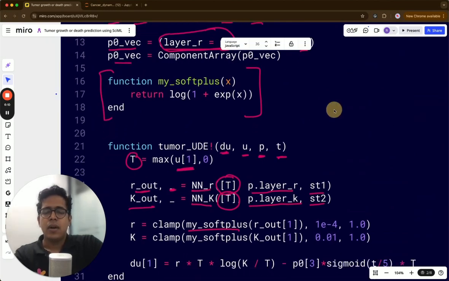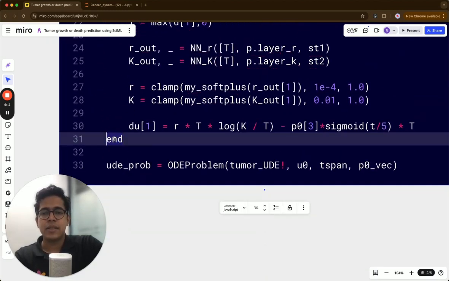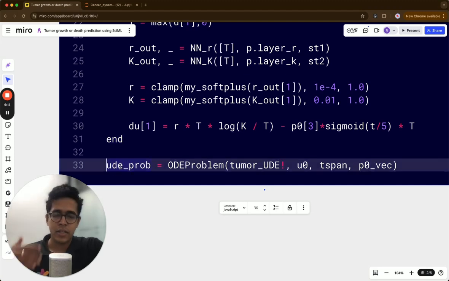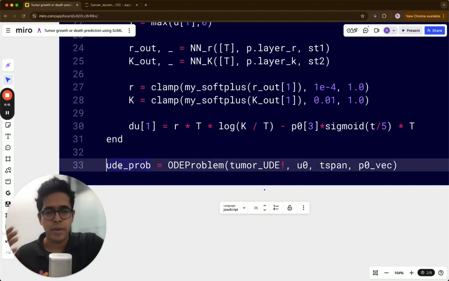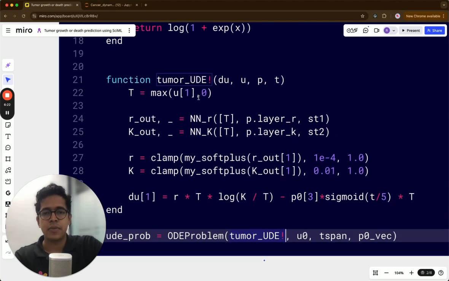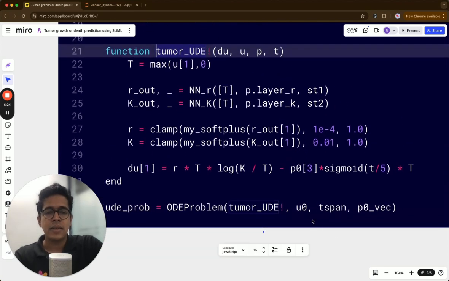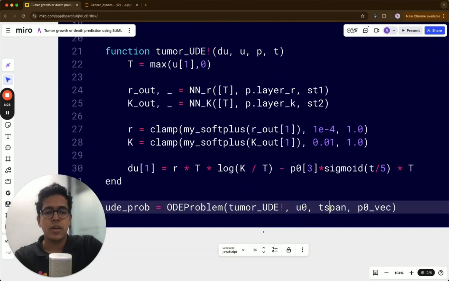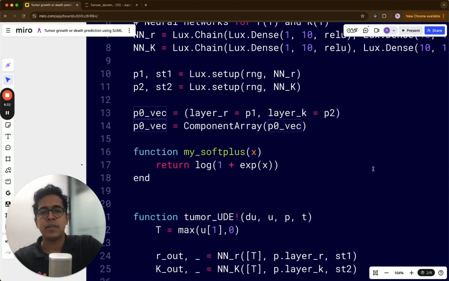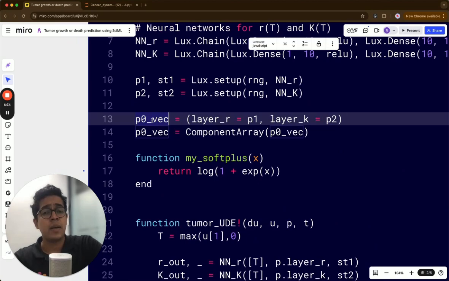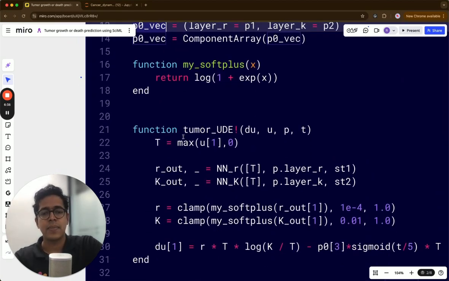Okay. And now, once the function has ended, similar to how you define the ODE problem, you define the UDE problem, where you use the same ODE problem function, but you pass the tumor UDE function this time. And then you pass the initial tumor size U0, you pass the time span, and you pass the P0 vector. So this P0 vector stores the initial parameters, the layer parameters of both neural networks.